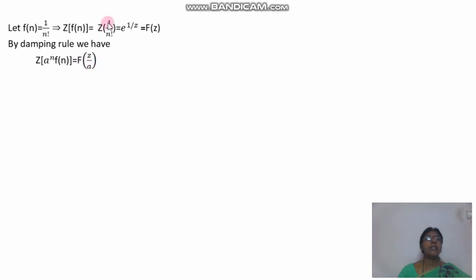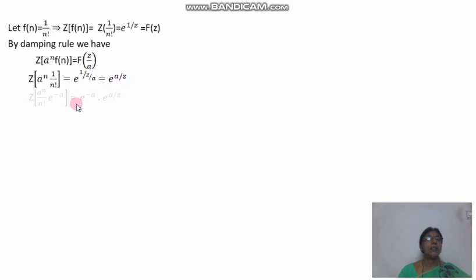Now this is the z transform of 1 by n factorial. If you substitute f of n equal to 1 by n factorial, then z of a power n into 1 by n factorial is equal to f of z, which you found for 1 by n factorial, with z by a substituted. So z transform of a power n by n factorial is equal to f of z by a, that is e power 1 by (z by a), which is 1 into a by z, that is a by z, e power a by z.